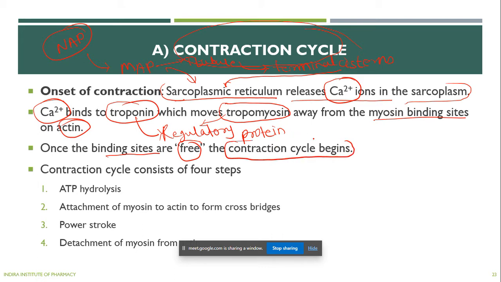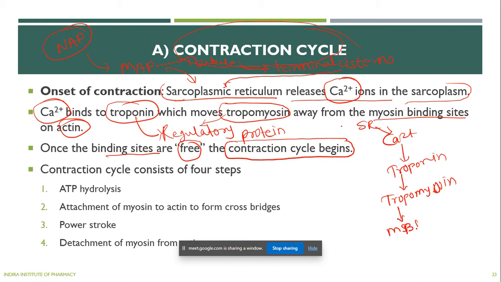So what is necessary for the contraction cycle to begin is the release of calcium from the sarcoplasmic reticulum, and the calcium needs to bind to the troponin. Then troponin should change its shape, and this change in shape should move the tropomyosin away from the binding site, and the myosin binding sites on the actin should be free, or exposed, to the myosin, which is part of the thick filament. Once the myosin binding sites of actin become free, it leads to the contraction cycle.